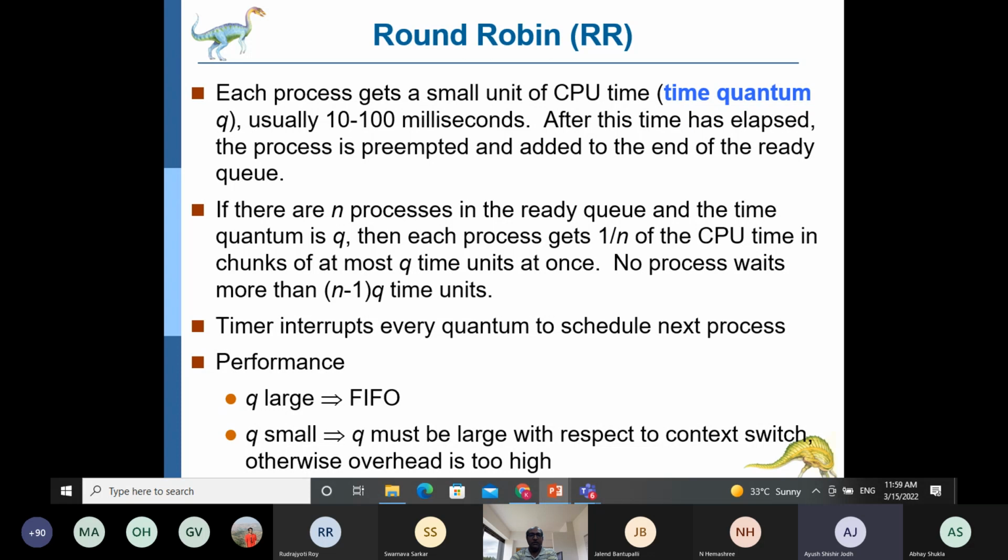Overhead will increase. So when you are choosing a time quantum, it should be such that the response time is reasonable, and accordingly you have to choose it. At the same time, because of the time quantum, the efficiency of the CPU should not be lowered. That means the number of context switches should be reasonable. It should not be very high.